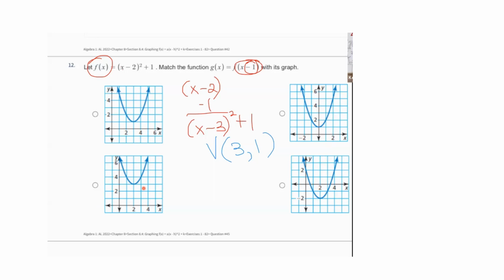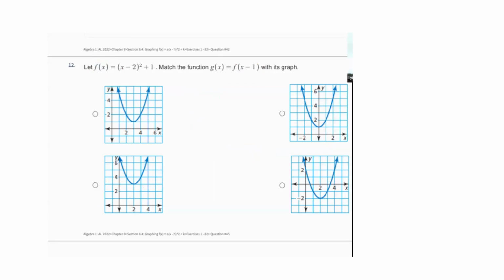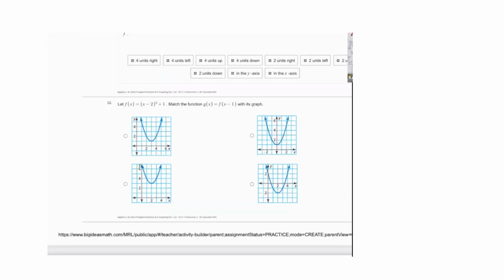Another way to look at it: let me get rid of all that. If we were to graph this first one, we go to the right 2, up 1. So that would have been our graph of that one. Now we take that one and slide it another unit to the right. You see how this graph is just that original graph, but slid to the right one? So that's another way to look at it, and that might be an easier way.